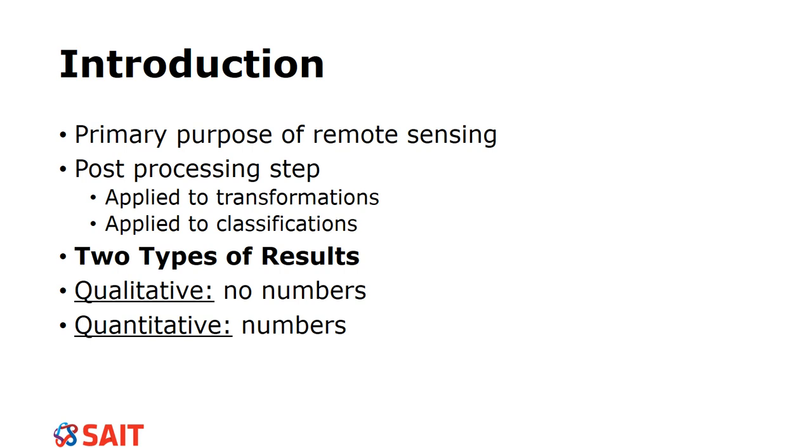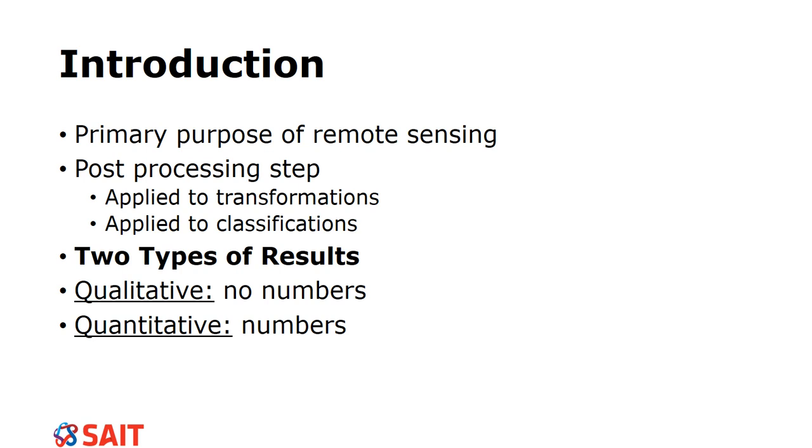Starting with this one, this is the primary purpose of remote sensing. This is why we do change detection. It is considered a post-processing step. So going back to the 4 Ps of digital image processing, we had pre-processing, processing and analysis, post-processing, and presentation. This is a post-processing step because it allows our client to make decisions based on the changes that they are seeing.